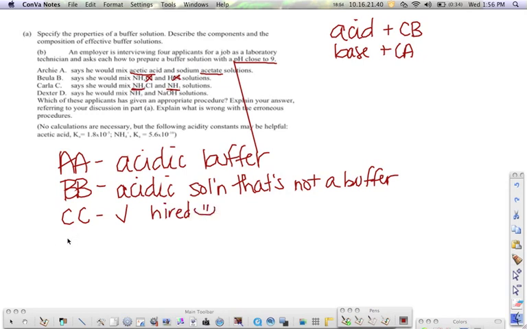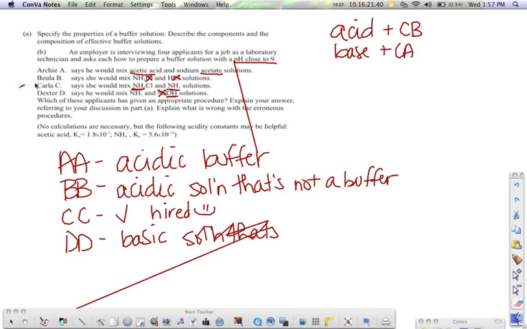Then we have Dexter. Last but not least, he would mix ammonia, which is a weak base, and sodium hydroxide. Sodium's a neutral ion, so that leaves us with hydroxide. That makes it a strong base. So he mixed a weak base with a strong base. So he did the exact opposite of what Beulah did and made a basic solution that's not a buffer. I don't feel like writing the rest of it out. So the person who did it right was Carla, so she gets the job. Everybody else was wrong and didn't listen to their chemistry professors.